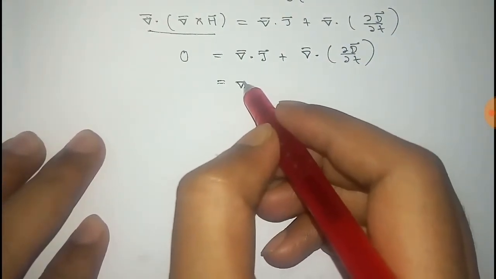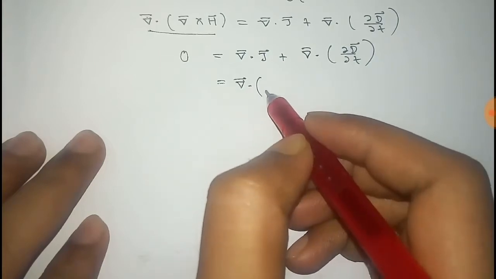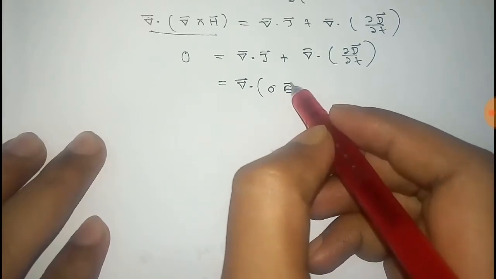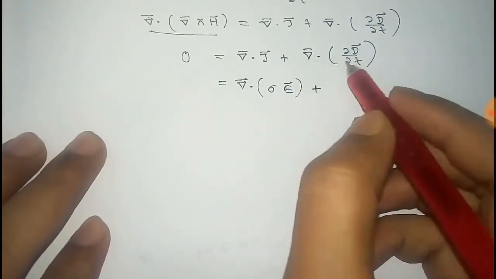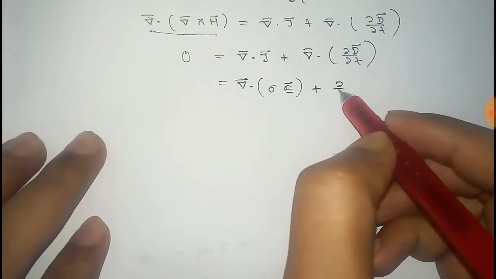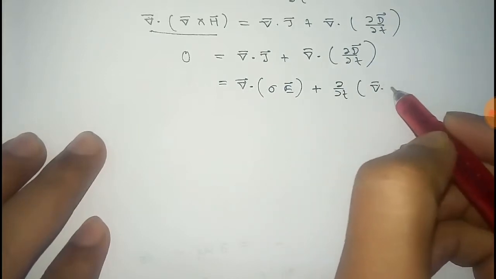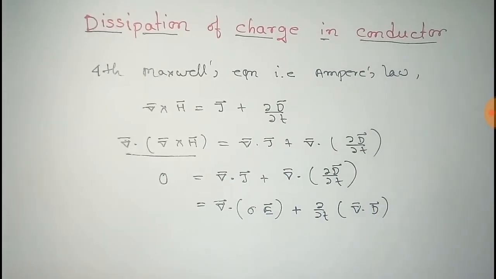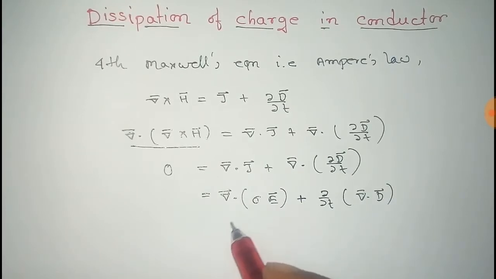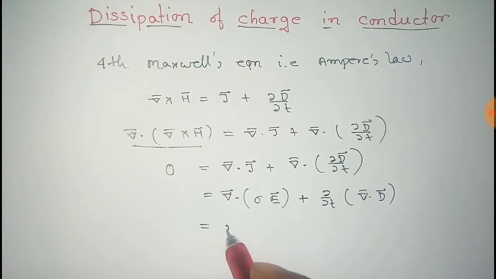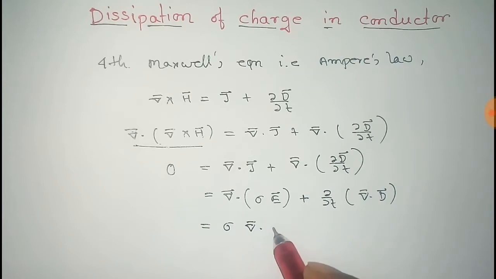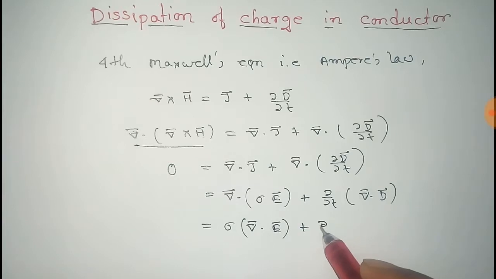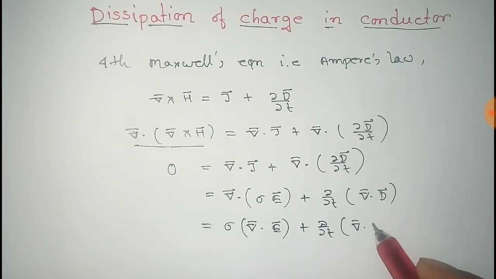Now we can write this J, the current density, as sigma into E, where E is the electric field, plus we can write this term as del by del t of divergence of D. This sigma is a constant, so it gets out of the divergence of E, plus del by del t of divergence of D.